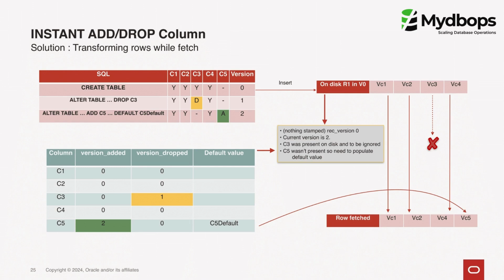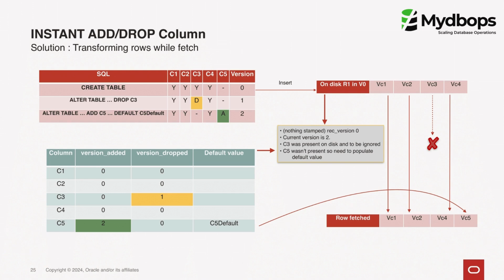It says for C1, version added is 0 because it has not been added instantly. Same for C2 and C4. But for C3, the version dropped is 1, which means this column has been dropped in version 1. For C5, the version added is 2, and there is the default value. So now this information is in the data dictionary, and the row information is on disk.